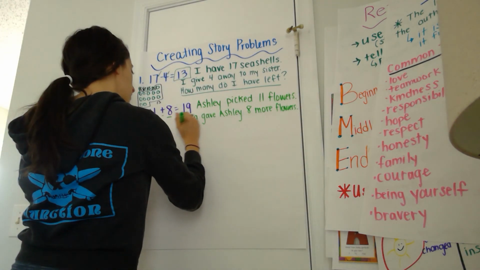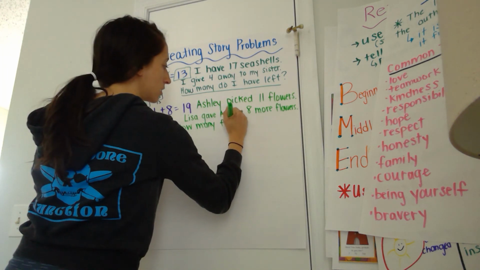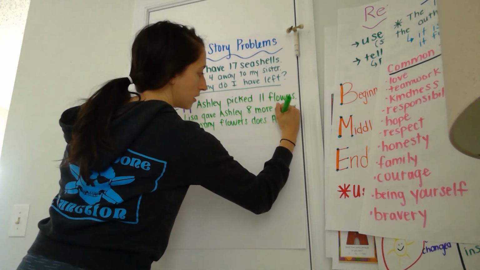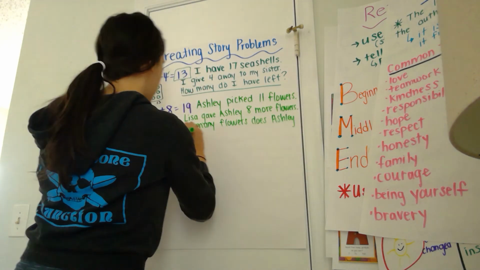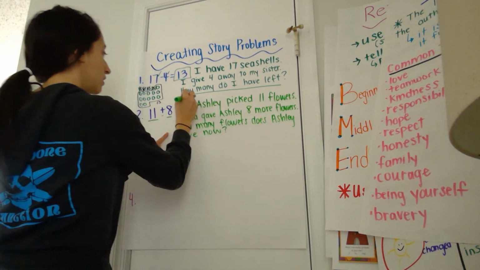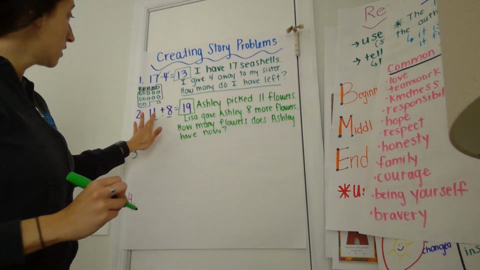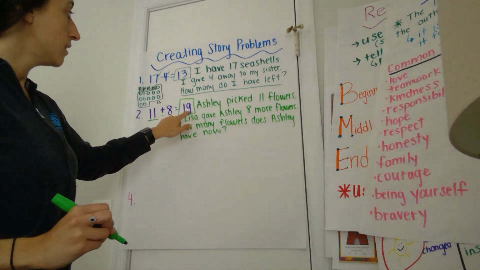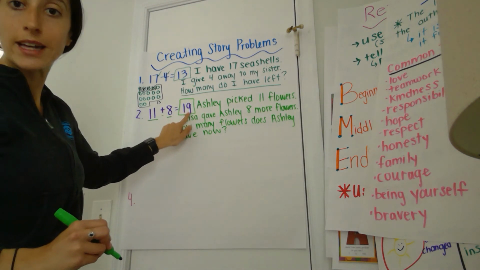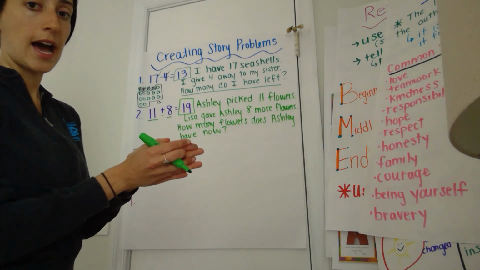How many flowers does Ashley have now? Remember, it's solving for the whole. I know that because I see 11 plus 8 equals 19. That's a part, and a whole. I know it's the whole because it's biggest. So that's why I'm going to ask for to add them together.